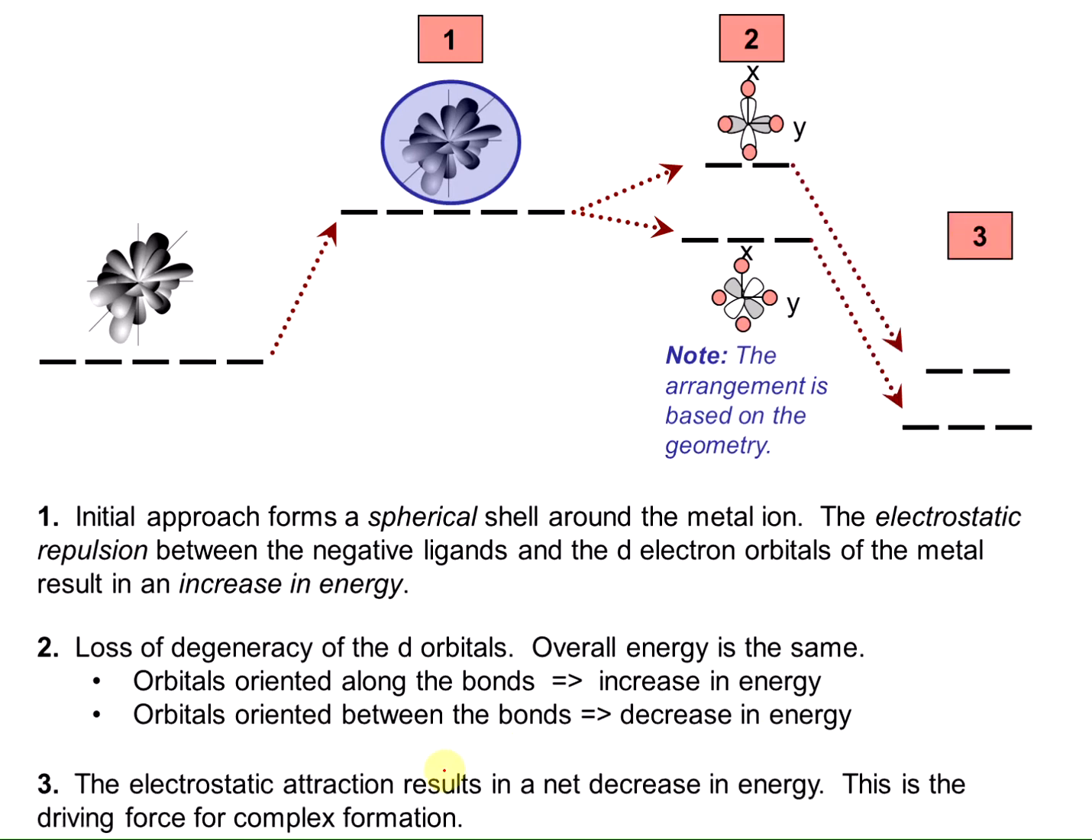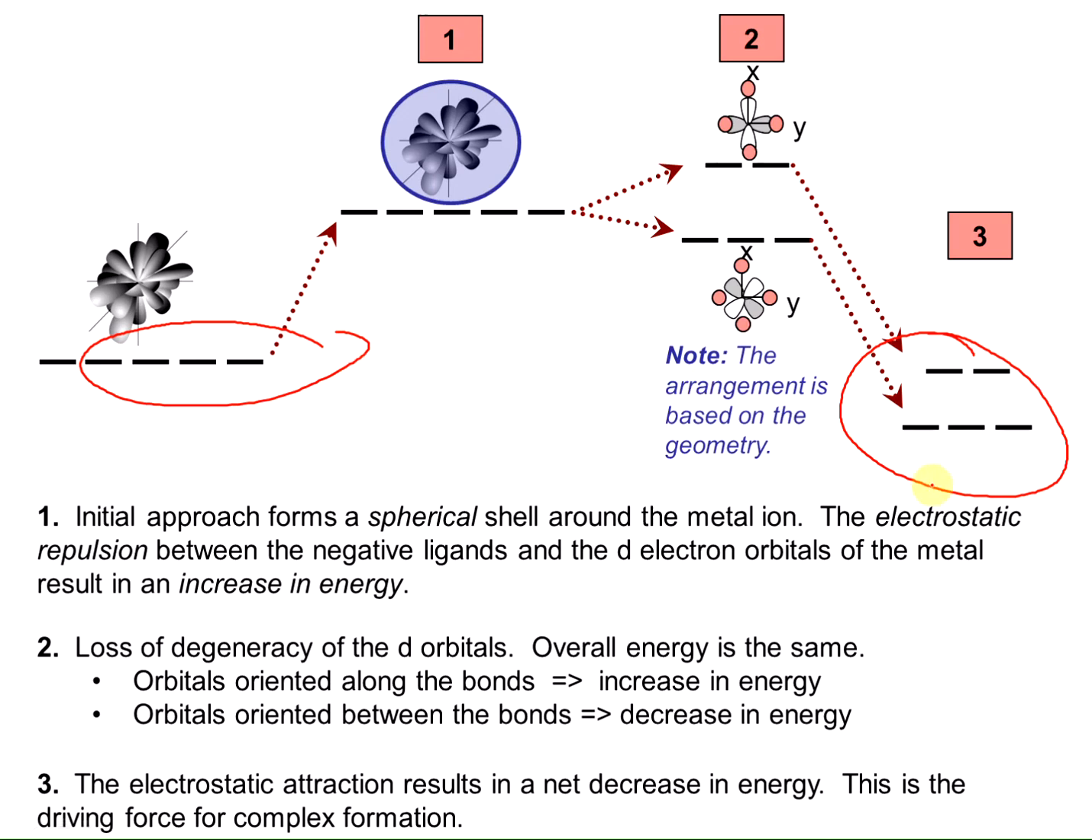But there's also the electrostatic attraction that results in a net decrease in energy. So this is where we typically have the metal ion, which is typically positively charged, and then the ligand, which has electron density to donate to it. That's where you get this electrostatic attraction. So overall, for the complex to be formed, these are lower in energy than where we initially started. So this is the driving force for the complex formation. The overall result is lower in energy.